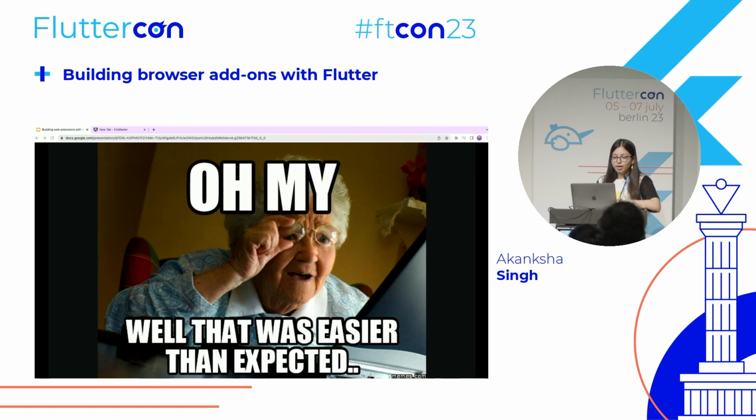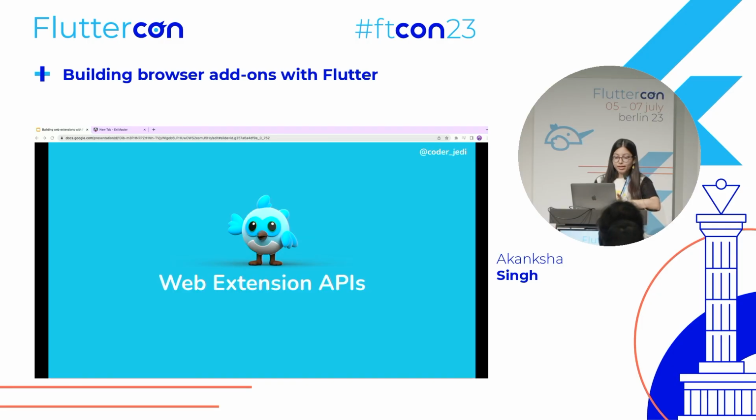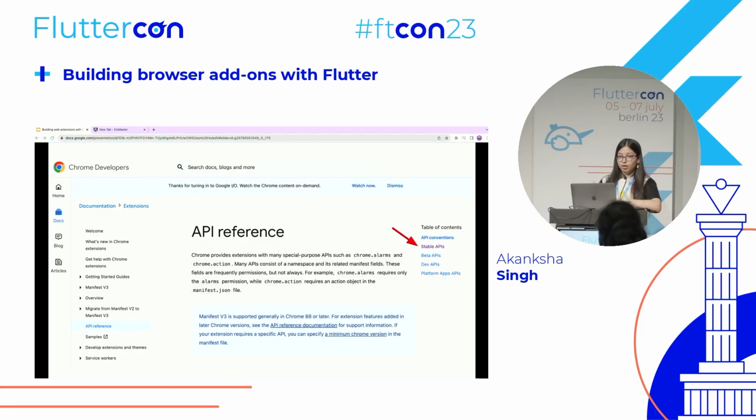So very simple, right? So what else can you do with it? The next thing would be you can use web extension APIs. Here in the Chrome developers documentation, you can find all the stable APIs and you can check those out. I'll show an example of the Chrome Tabs API.